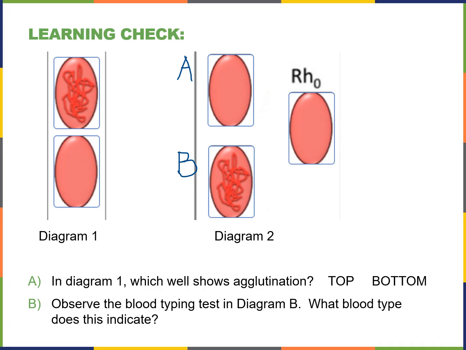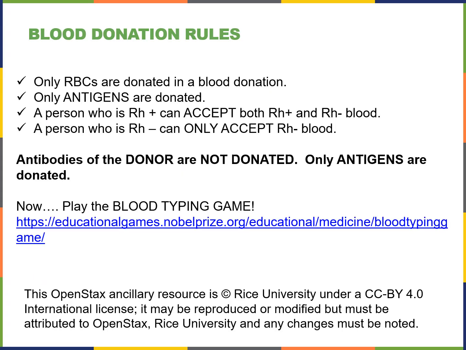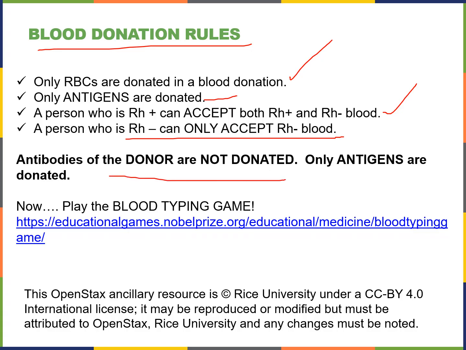So in diagram 1, which well shows agglutination? You can figure this out. And so there are some donation rules here. Only red blood cells are donated, so always think about who is the recipient and who is the donor. Okay? Only antigens are donated. A person who is Rh positive can accept both Rh positive and Rh negative blood. A person who is Rh negative should never be given Rh positive blood. Why? Because their body will make antibodies, anti-Rh antibodies. So antibodies of the donor are not donated, only antigens are donated.